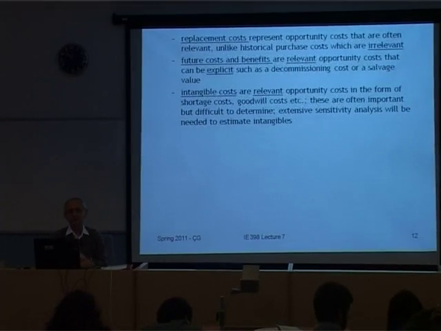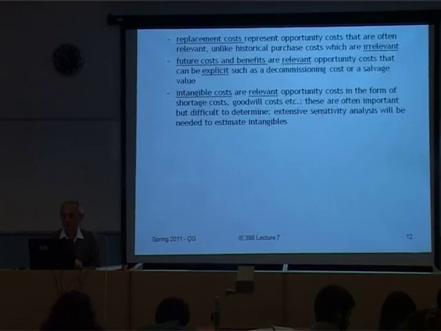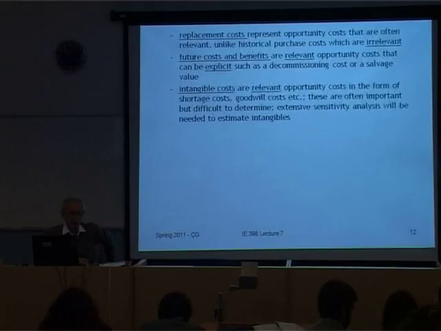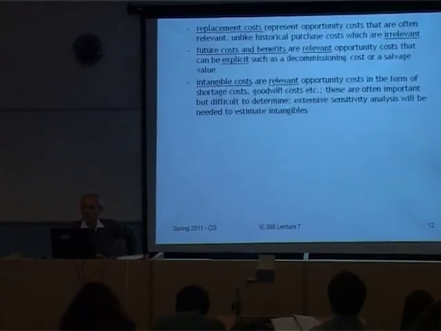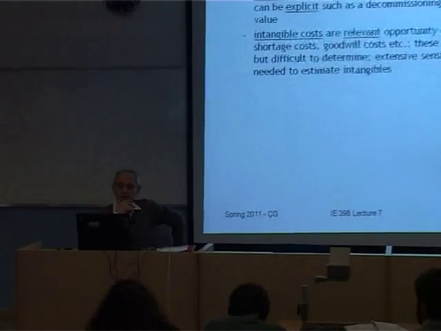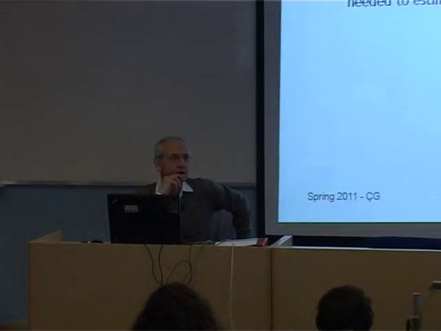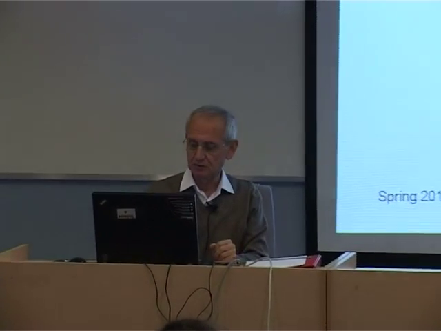Intangible costs are relevant opportunity costs in the form of shortage costs, goodwill costs, etc., as we have debated. These are often important but difficult to determine. Extensive sensitivity analysis has to be carried out to estimate such intangible costs. So conclusions, just in 3 statements. We know, firstly, that accounting records are important. Historical accounting costs are, we are not saying that they are not important. They are very, very important for other purposes. But not all of these are relevant to managerial decision making.